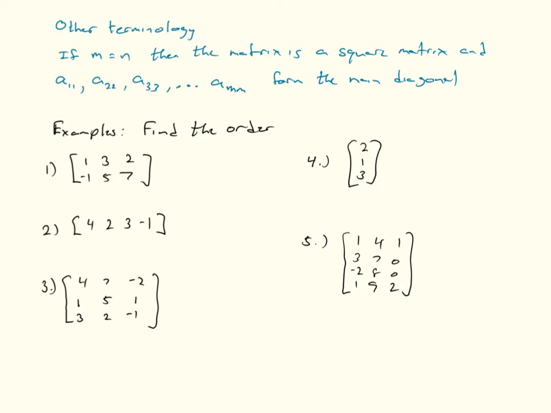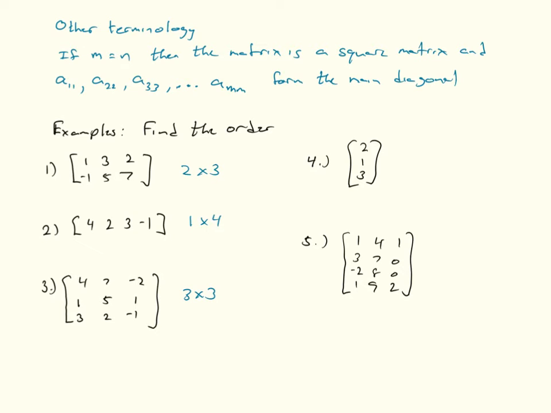Welcome back. So at this point, I'm assuming you have gone through and identified what you think are the orders of each one of these matrices. In this first one, number 1, you'll notice we have 2 rows and 3 columns. So the order of that matrix would be a 2 by 3 matrix. In number 2, we have 1 row and 4 columns, so that would be a 1 by 4. Number 3 is 3 rows and 3 columns, so it's a square matrix. And the elements 4, 5, and -1 would be the elements on the main diagonal.